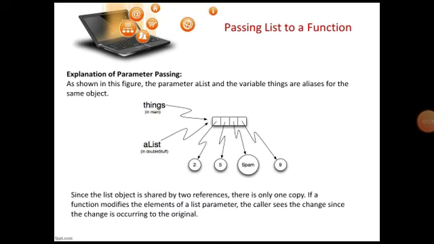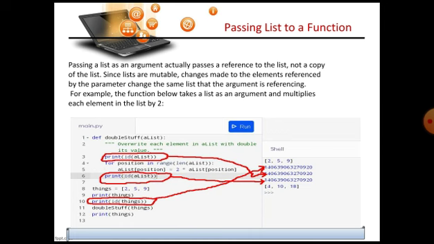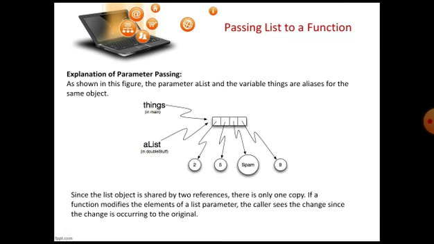So now the same previous example has been explained in a better way. Here you can understand this with the help of this figure. This figure shows how this list has been passed. This parameter was a list here, and the same object was being referred to by two variables, things as well as list. List was the parameter of the function double stuff, and things was the list which was passed as an argument in the main function. You can see that both were referring to the same object.